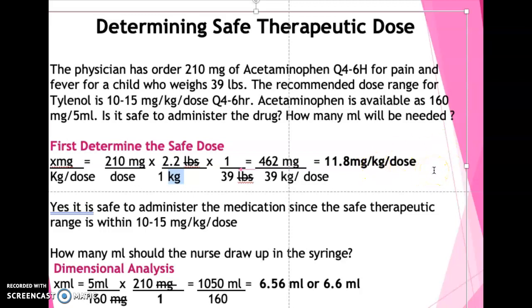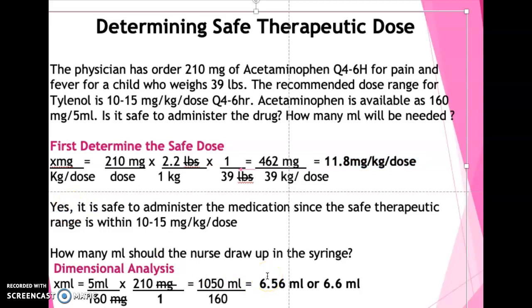So the safe dose is established in the first part of the problem. Yes, it is safe to administer the medication, since the safe therapeutic range is 10 to 15 milligrams per kilogram per dose, and our calculation falls within that therapeutic range.